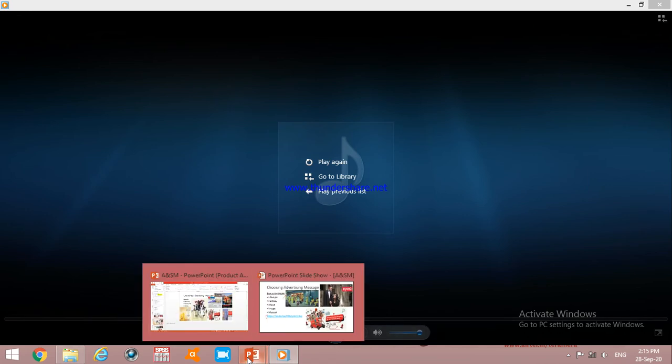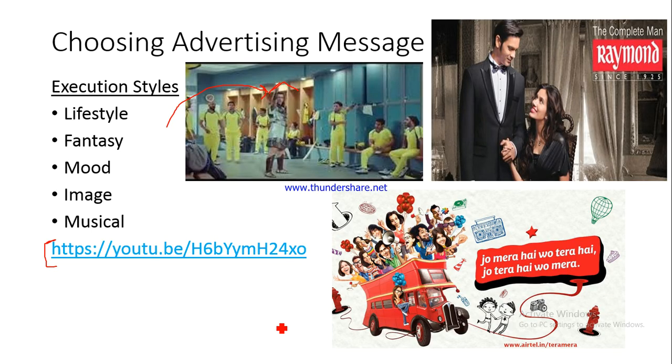Right. So are you able to recognize the product or service that this particular musical execution style is trying to sell? I hope you recognize that this is basically trying to sell an event. And which event are we talking about? Yes, the IPL, the Indian Premier League, one of the very significant domestic cricket tournaments that we have here in India. And this was basically a musical execution style used by IPL to sell their event, right? So this is an example of a musical execution style.